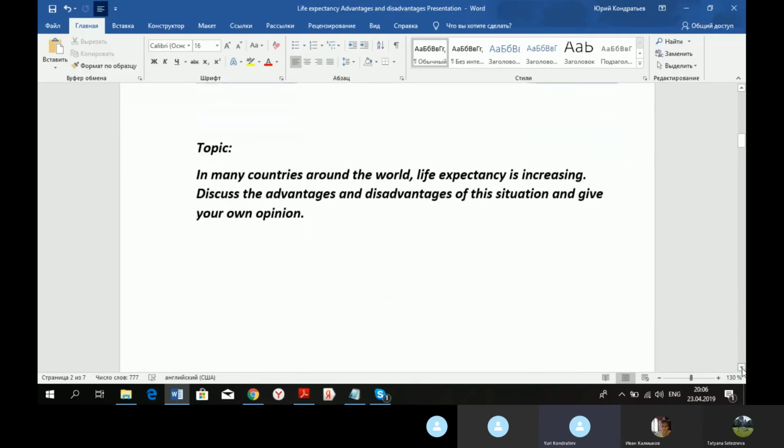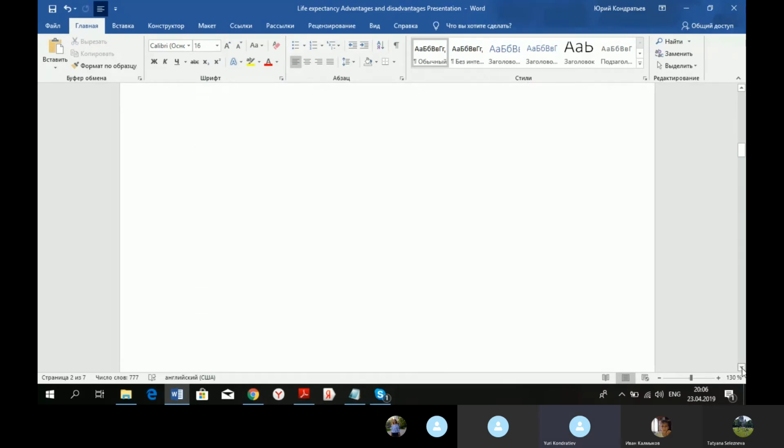So the topic today is: in many countries around the world, life expectancy is increasing. Discuss the advantages and disadvantages of this situation and give your own opinion. So basically it's an advantages and disadvantages type of essay, but at the same time they ask you to give your opinion. And the first thing we're going to write is the introduction.